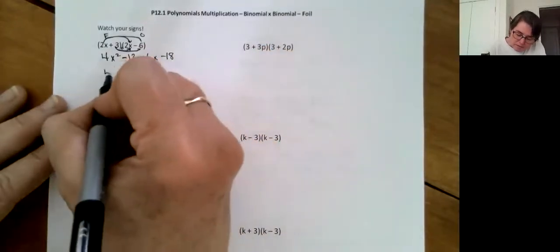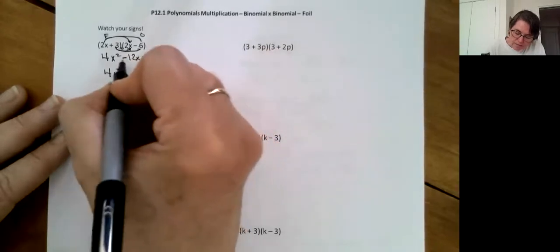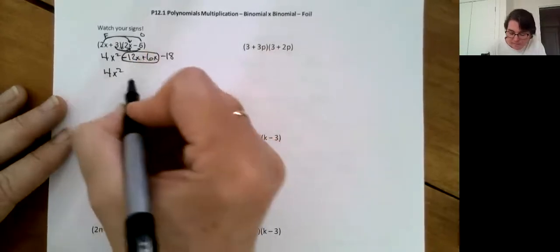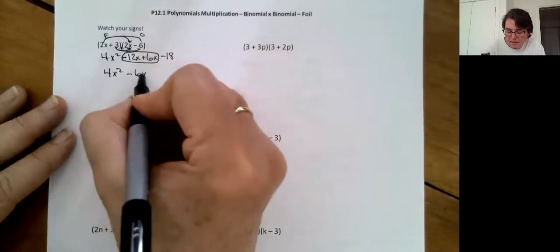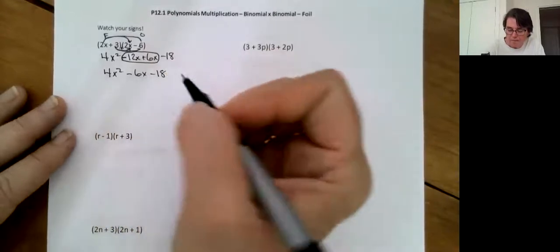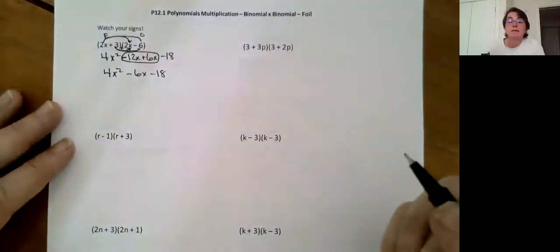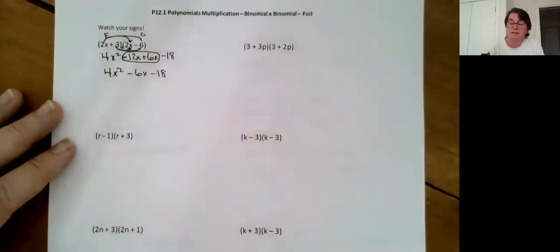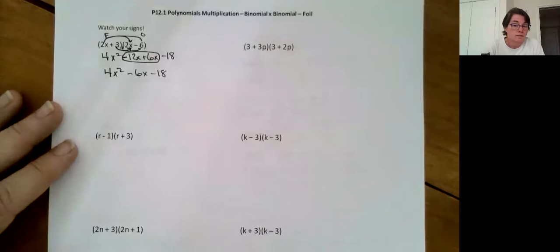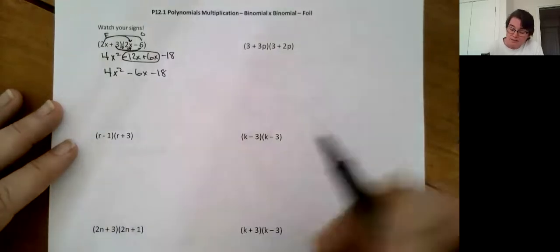All right, so 4x squared minus 6x minus 18. So it did say watch your signs because I think the last one that you did had all positives in it. So that doesn't always happen. There's all kinds of mixtures. Well, I guess there's kind of like 4 different mixtures. So pay attention when you start to see negatives.